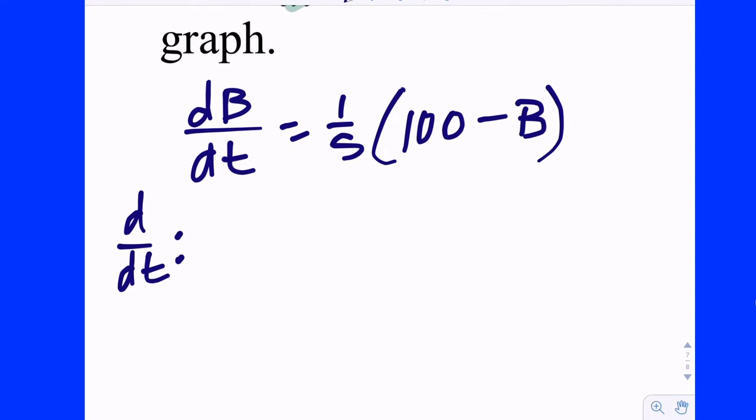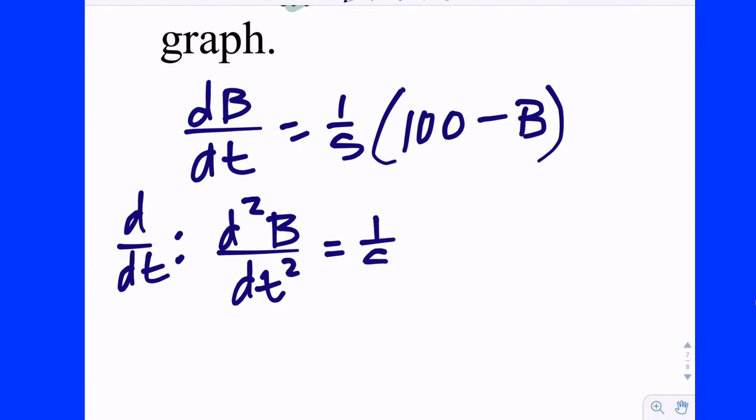Here's what I'm about to do. So the derivative with respect to t of the left side is d squared b over dt squared. We got that. 1/5 can go along for the ride, yeah? It's a constant multiple. So, times the derivative of this. What's the derivative of 100? 0. And the derivative of negative b is negative dB/dt.